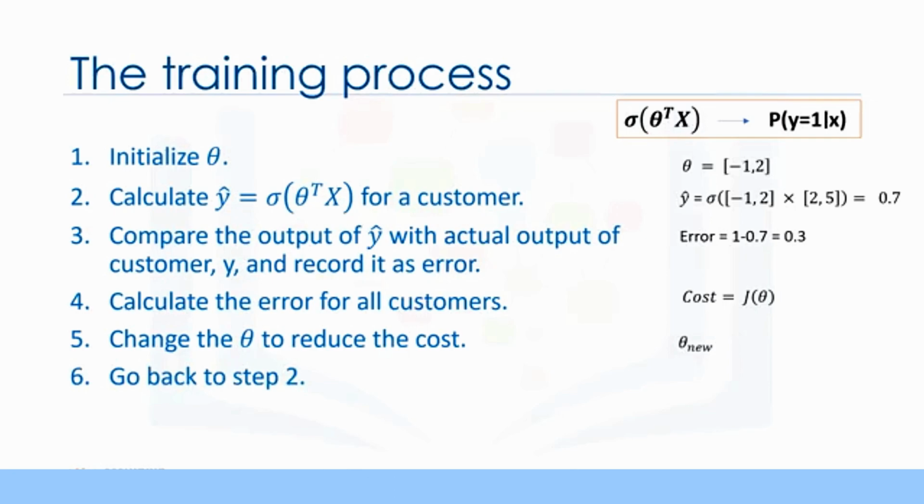Step 6. After changing the values of theta, we go back to step 2. Then we start another iteration and calculate the cost of the model again. And we keep doing those steps over and over, changing the values of theta each time until the cost is low enough. So, this brings up 2 questions. First, how can we change the values of theta so that the cost is reduced across iterations? And second, when should we stop the iterations? There are different ways to change the values of theta, but one of the most popular ways is gradient descent.